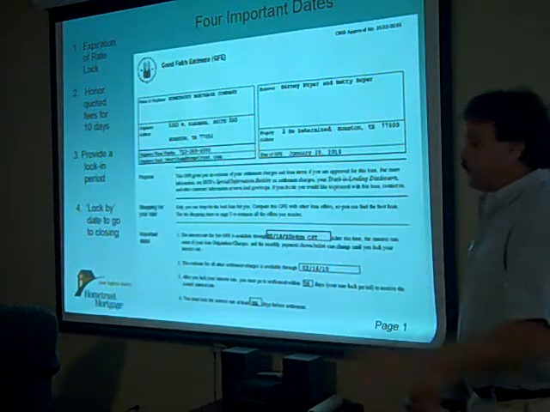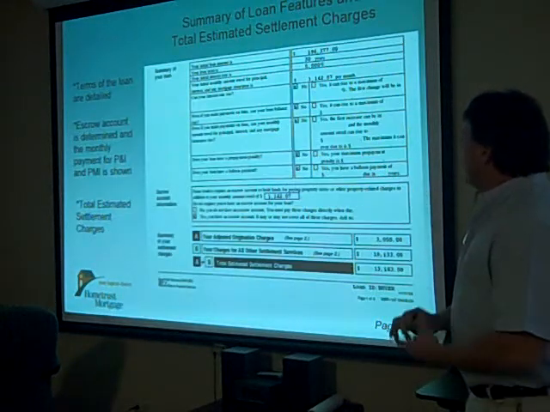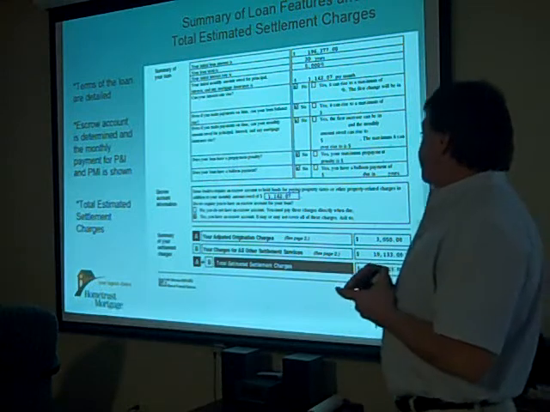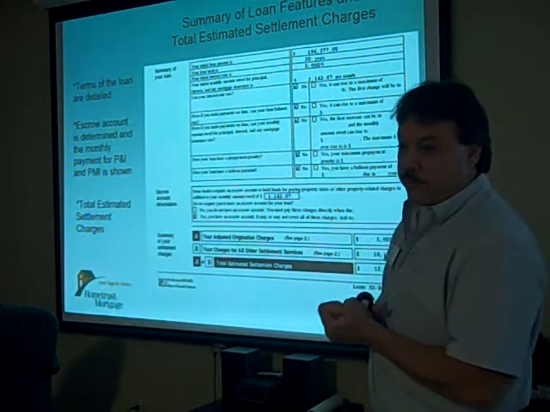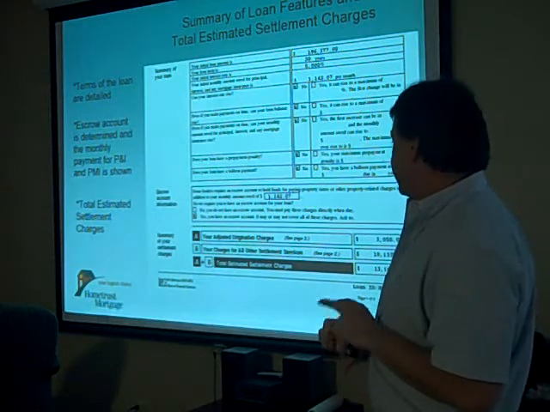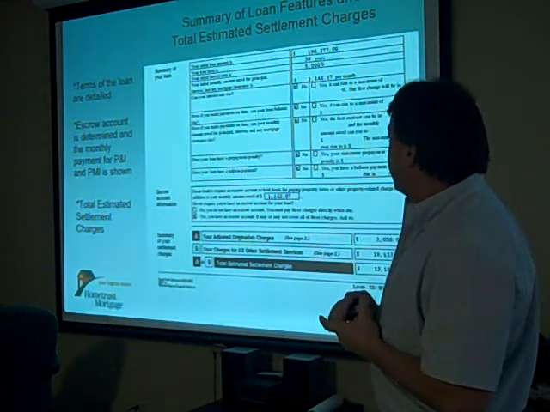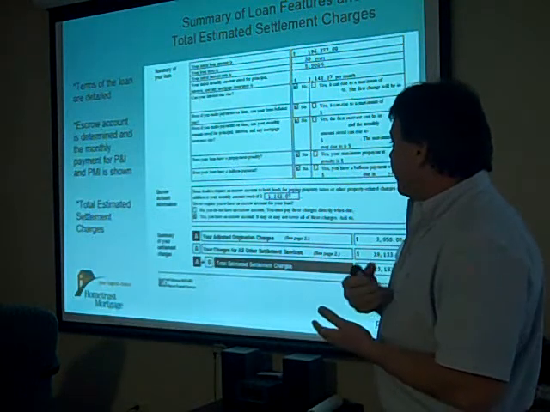So that's the first part of page 1. The next part talks about the summary of the features. I'm not going to beat this up a whole lot. Most everything everybody's doing these days is pretty much a fixed rate. But in the future, we'll see more adjustables and balloons and things like that again as the rates move. But this section right here summarizes the loan. It tells you about the terms.